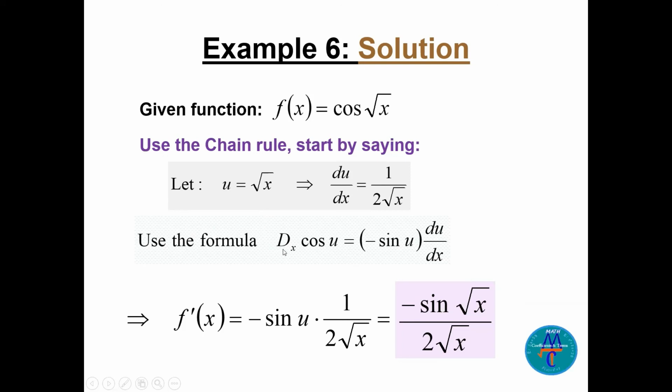Now let's use the formula. The derivative with respect to x of cosine of u will be minus sine of u times du over dx. So this is the function f, cosine square root of x. I need the derivative. It will be minus sine of u times du over dx. So when you simplify everything, you put u here, square root of x. So it will be minus sine square root of x, all divided by 2 square root of x. This is f prime.